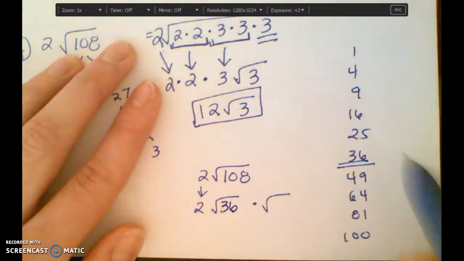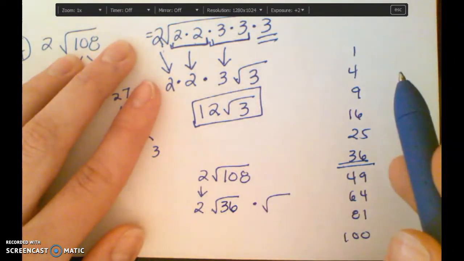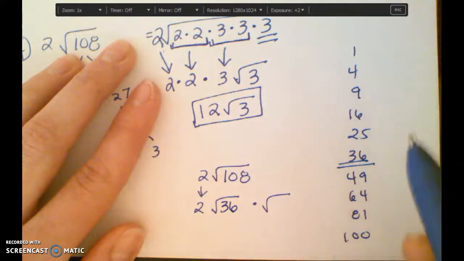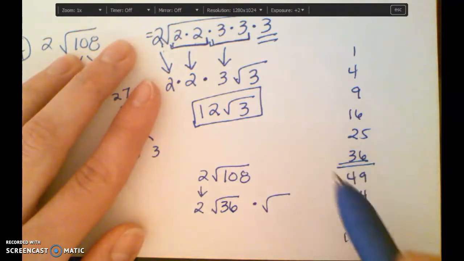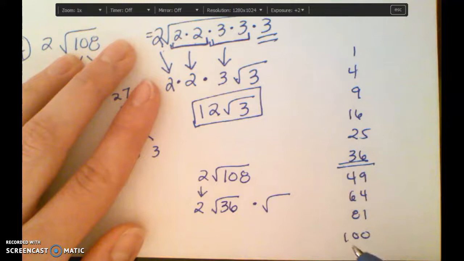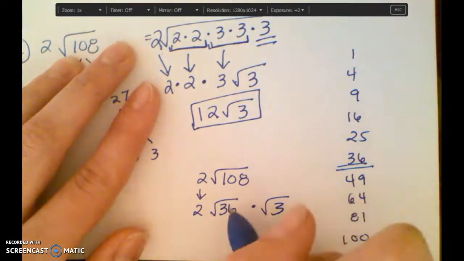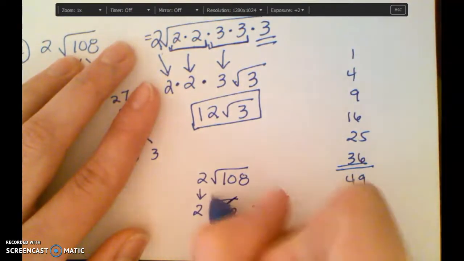So if you chose a smaller number than 36, then you should have gotten an answer that still had a perfect square in it, and then you would need to take out that perfect square at the end. So we get 36. Well, 36 times 3 gives us 108. And now we can go further. The square root of 36 is 6.